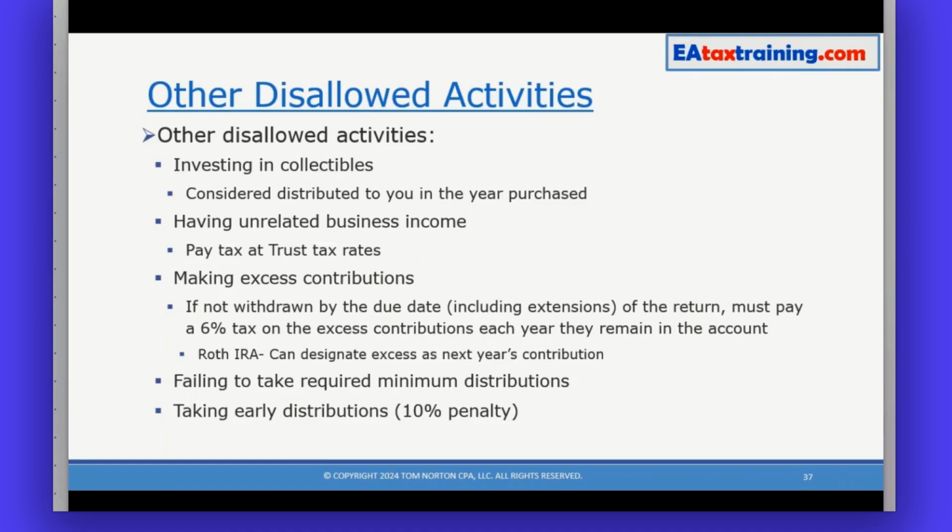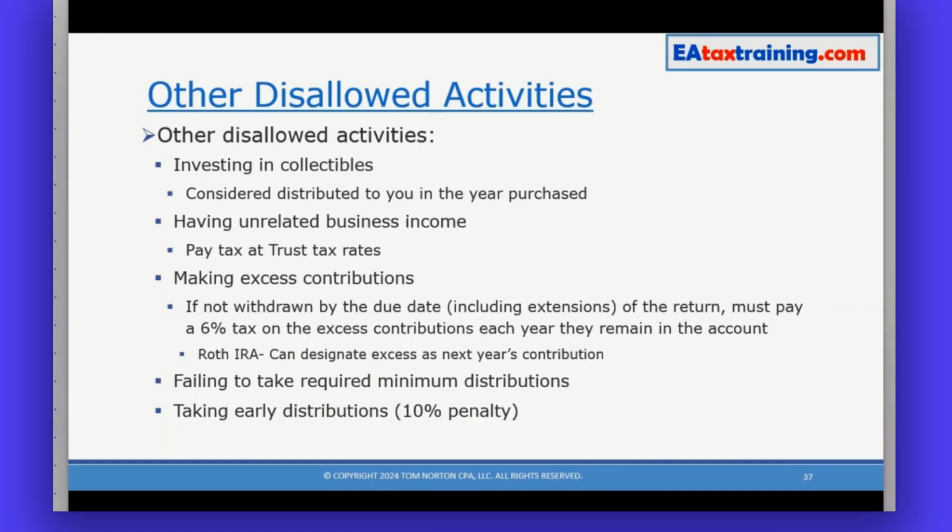Also, you cannot have unrelated business income within your IRA. This is something that applies only to trusts that own IRAs. So just know that it's on the list, but you really don't have to worry about it much for the exam in part 1. Part 2, we'll talk more about trust taxes.